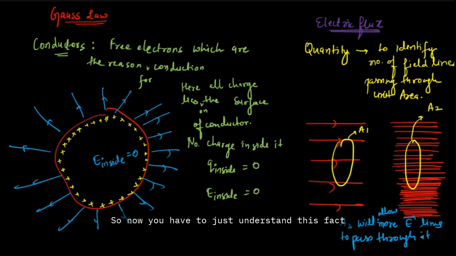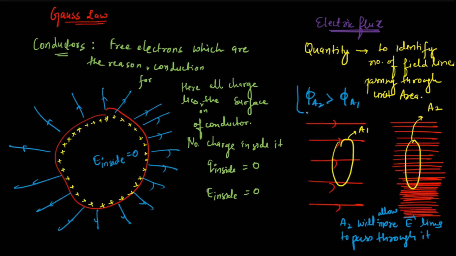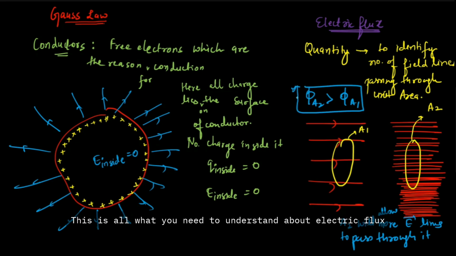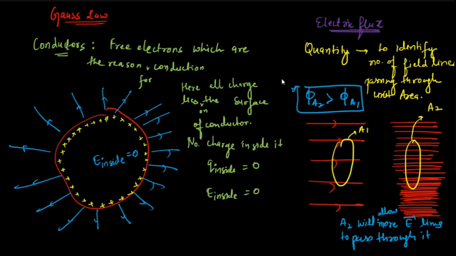So now you have to just understand this fact that the flux of A2 will be greater than the flux of A1. That's all. This is all what you need to understand about electric flux. But how many electric field lines are passing through a given unit area? That's it. This is what you have to understand about flux.